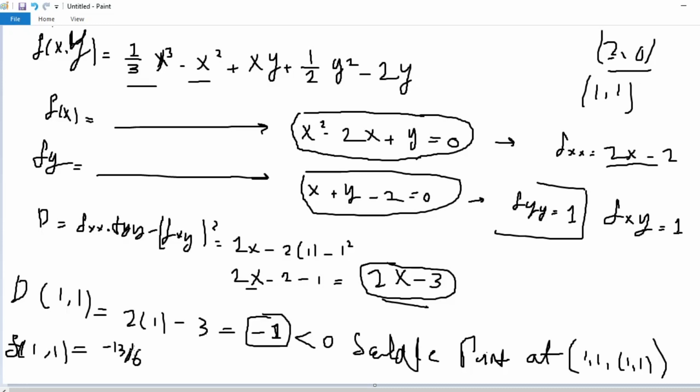I'm going in order in this chapter. The next video will be about the absolute extreme values, and then it's going to be about the Lagrange multiplier, and the chapter will be finished.